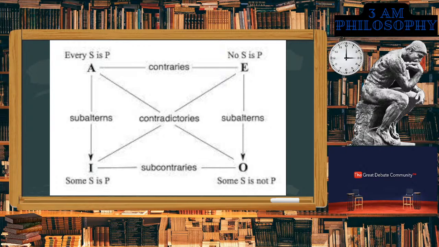Either there's nothing in that set, no S is P, or some S is P. It's one or the other, right? There's at least one in that set, or there's none.